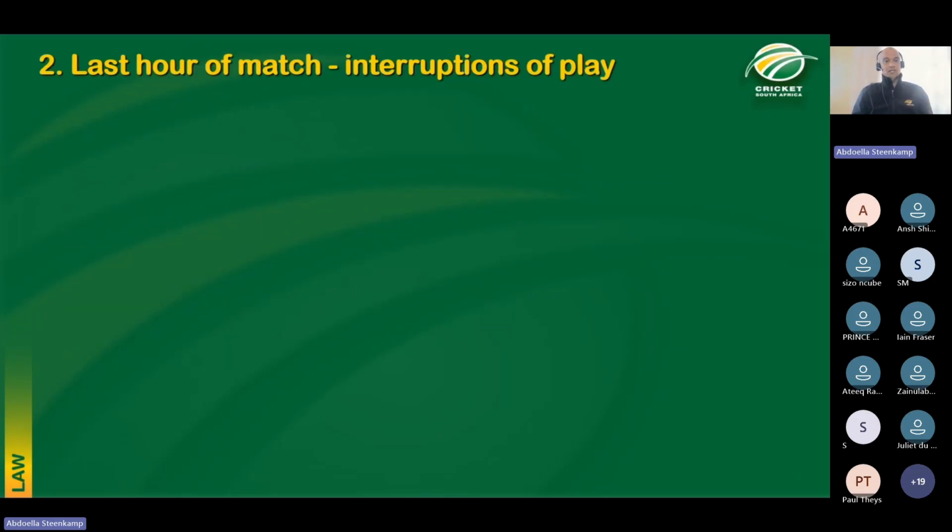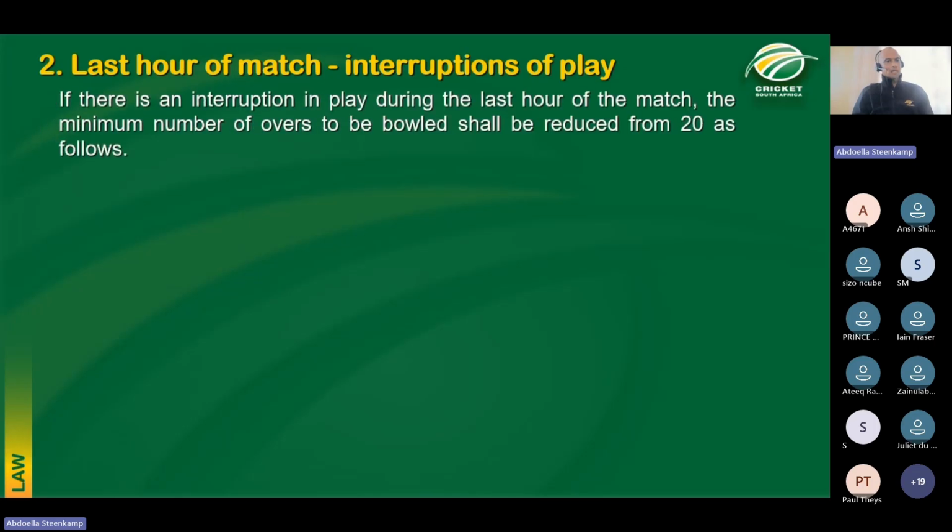So now the first subsection that I'm going to cover with examples is what happens if, after the last hour has started, there is an interruption in play. An example of a typical interruption, most of the time, is a rain interruption. It can be any interruption where the players leave the field, whether for rain or bad light. But most of the time it's rain, and I'll use rain in my examples later in the slide.